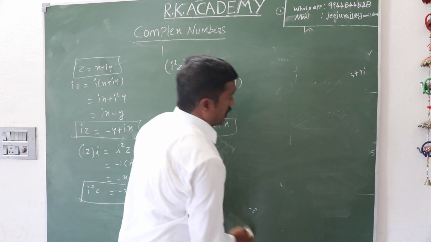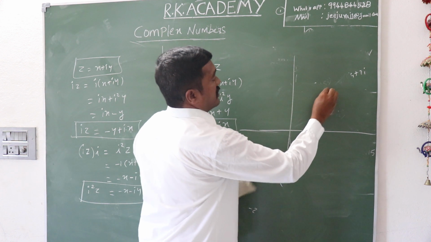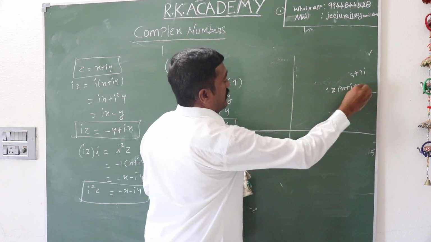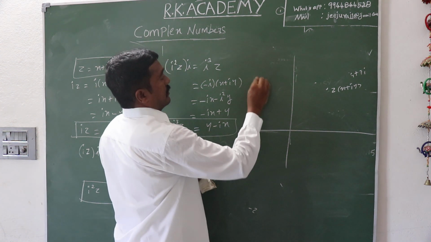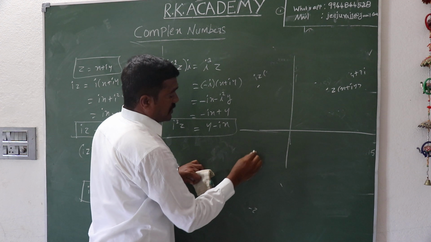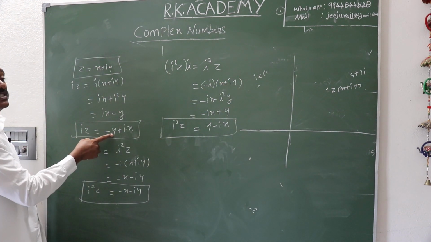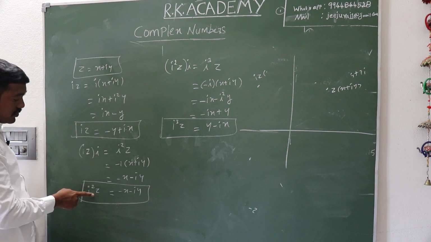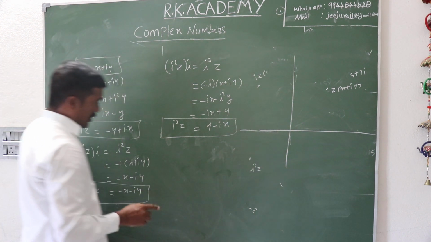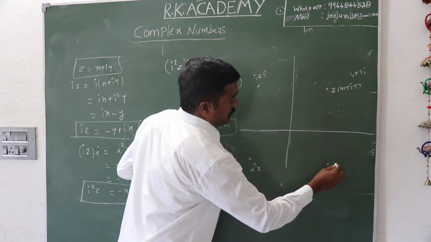Listen, we are plotting this one. So this is z, x plus iy. iz, then i square z. It's in, iz, what is iz? It's in the second quadrant. What about i square z? It's in the third quadrant. i square z. Again, i cube z. It's in the fourth quadrant.